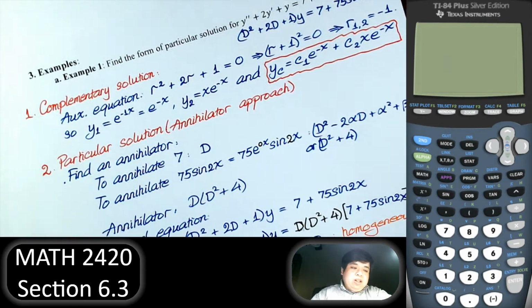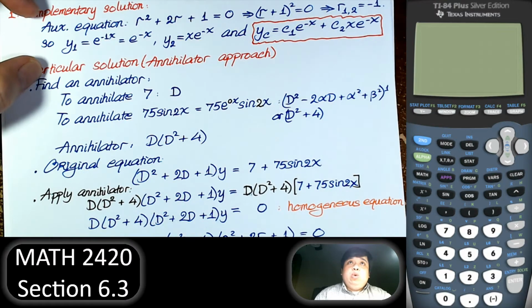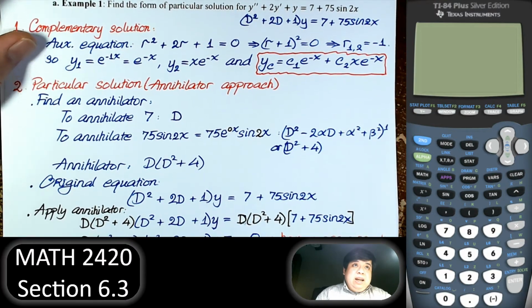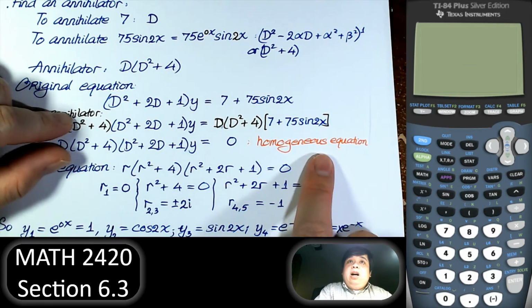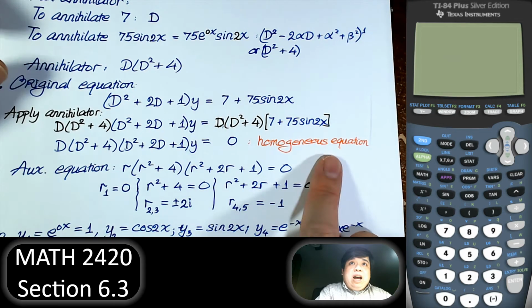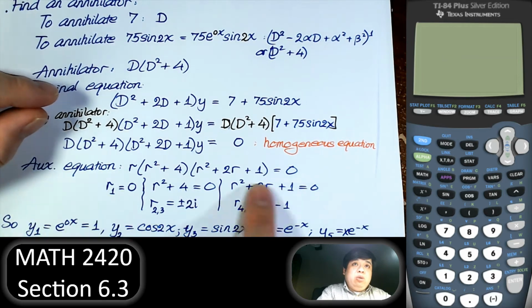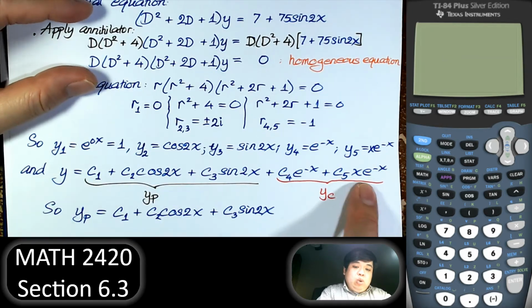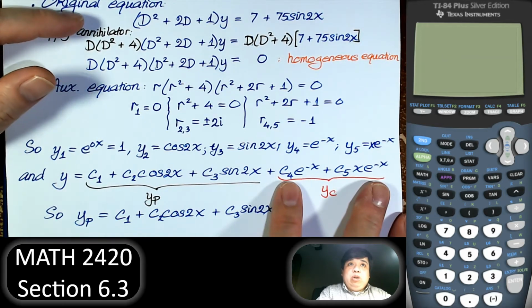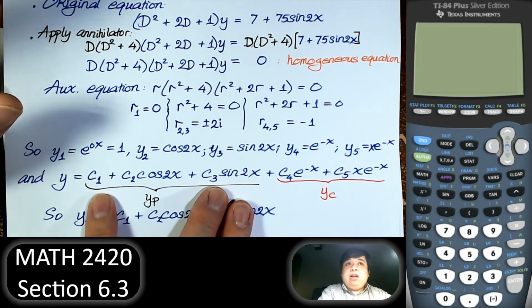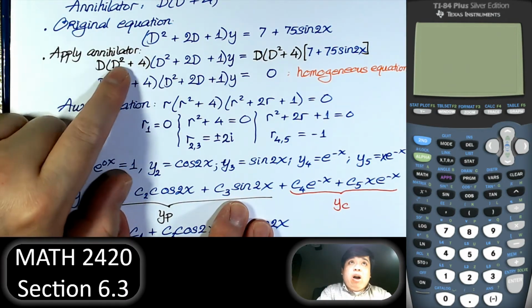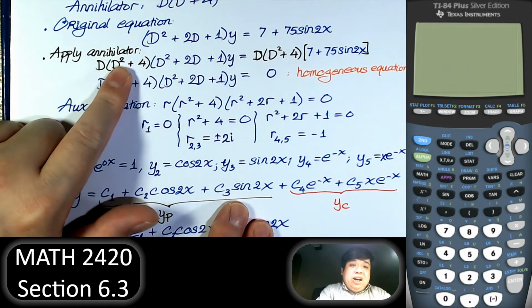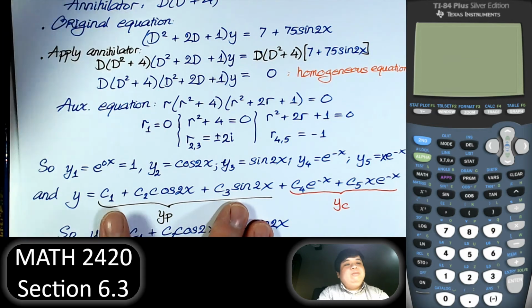So the steps are, of course, first the complementary solution. Then find the annihilator, apply it to both sides to obtain a homogeneous equation. For that homogeneous equation, we have the new auxiliary equation, and then write the solution out. We should have the complementary solution, and what's left is the particular solution. And the particular solution does not only come from the annihilator. We'll see.